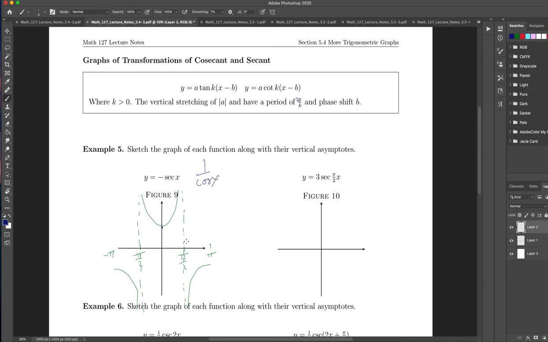So negative would just mean flip this over the x-axis. And so here at minus 1 instead of 1, I'll have it look like this, and then this will come into 1, and then this will come into 1. So you just flip it upside down.